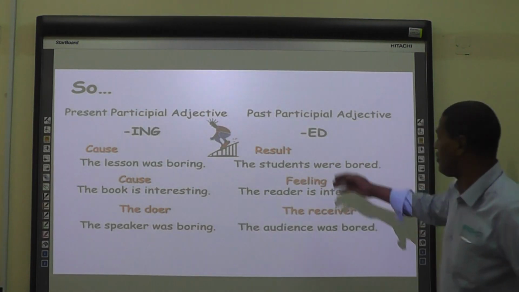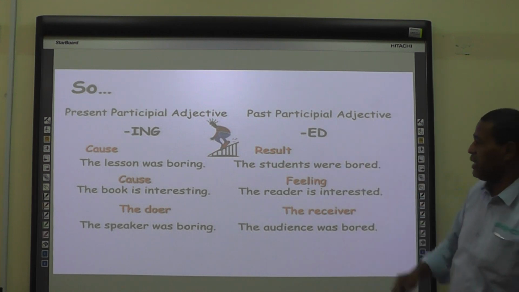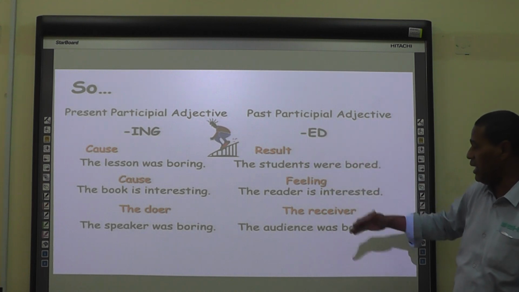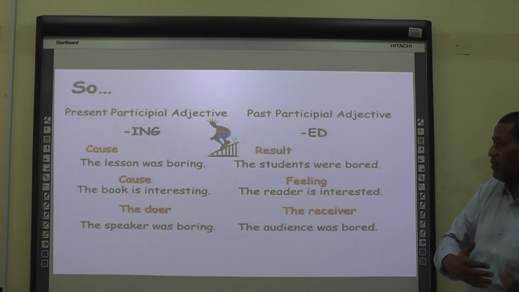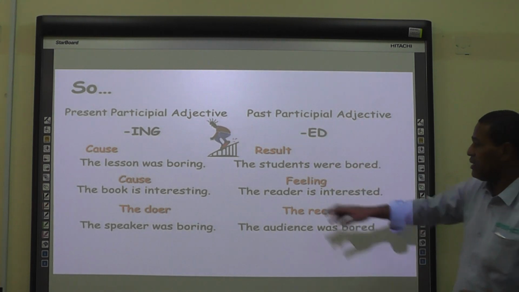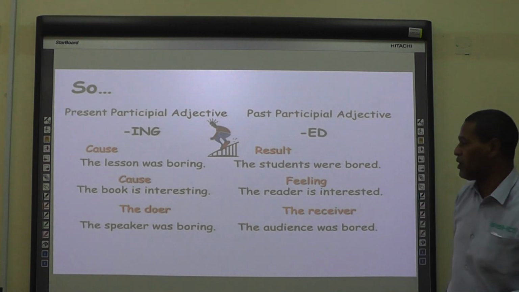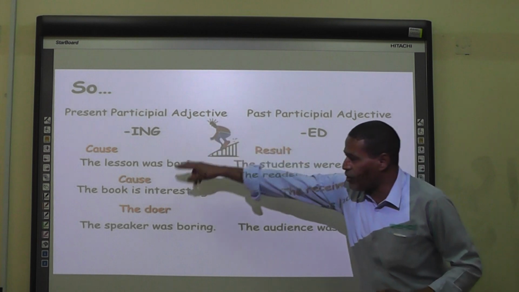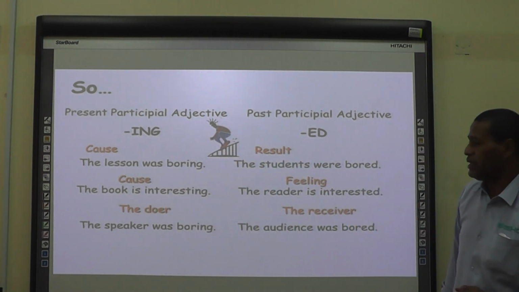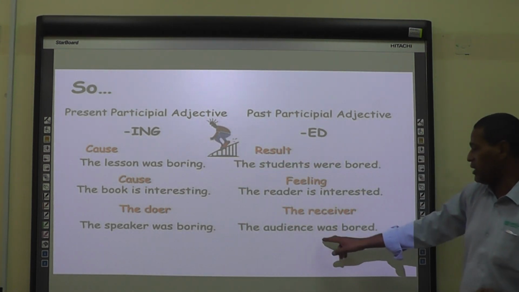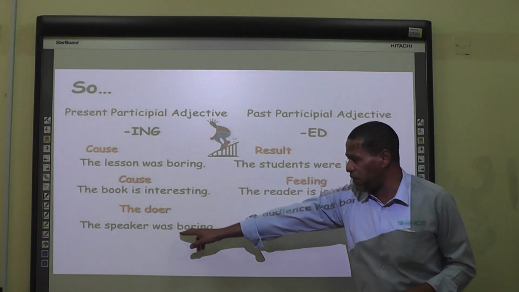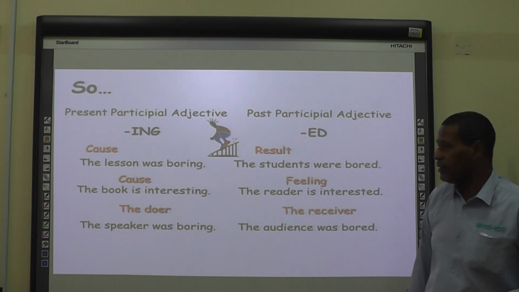While the other one, verb plus ed, we use it to talk about the result or the feeling or the receiver of the action. The students were bored. Why? Because the lesson was boring. The reader is interested. Why? Because the book is interesting. The audience was bored. Why? Because the speaker was boring.